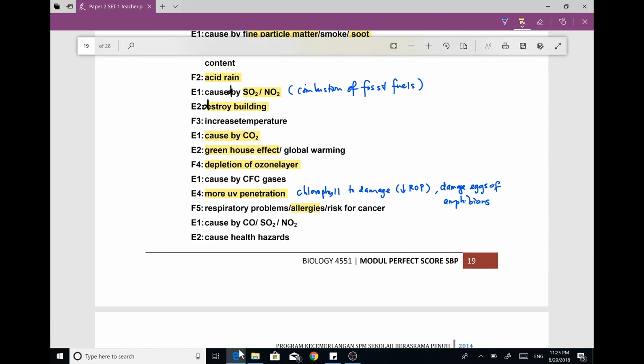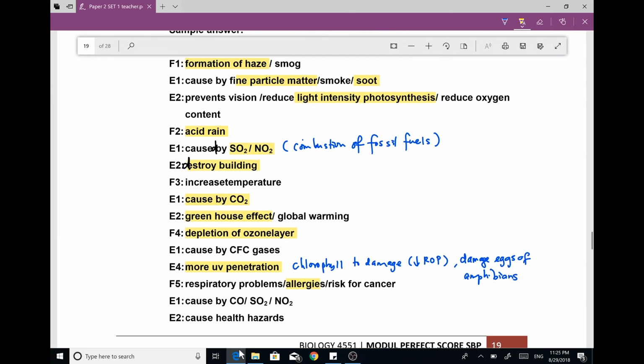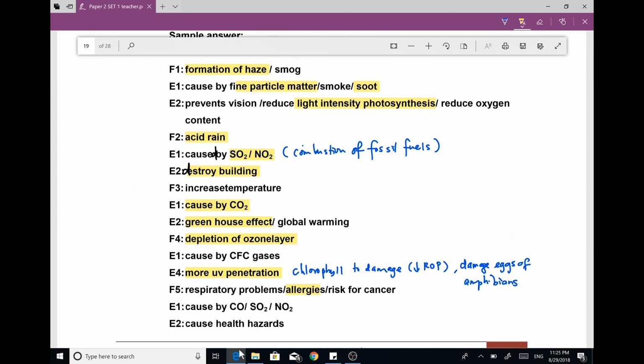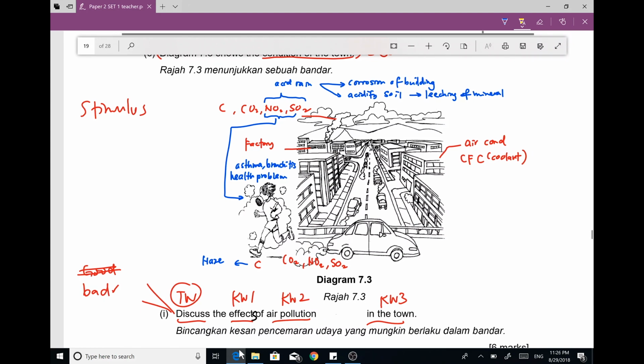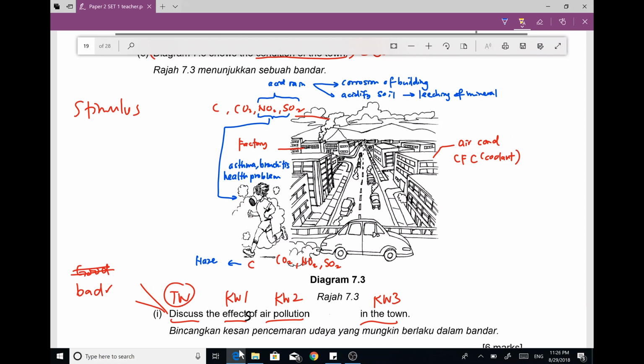So again, I don't encourage you to memorize the answer from books or from the answer scheme. Instead of memorizing, we better learn how to extract and construct the ideas from the stimulus given. Remember, the stimulus is there to help you understand the question and to get the information that you need for this question. Try to label the diagram so that you are able to use those words to make your essay.